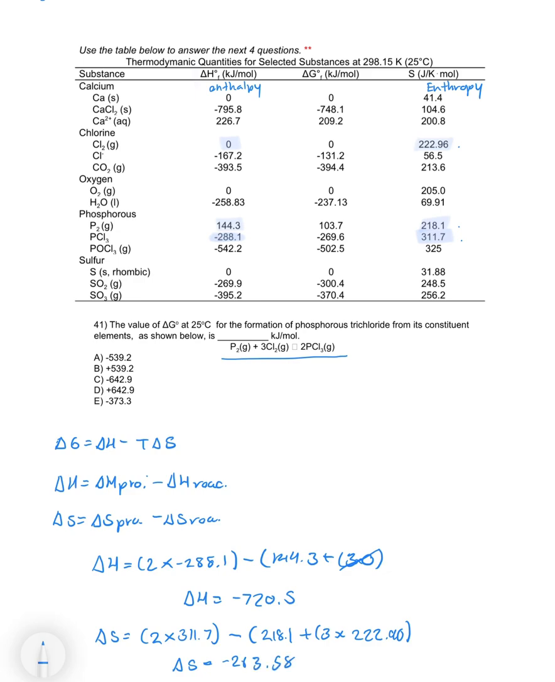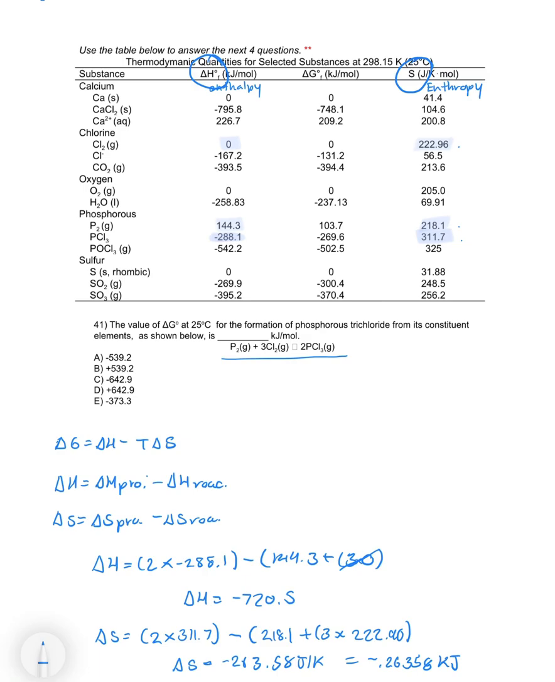263.58. But don't forget, this is in joules, so we must convert to kilojoules, which equals negative 0.26358 kilojoules. If you're confused as to where we found the values for each of the reactants, please look at the table above with the delta H values and the S values.